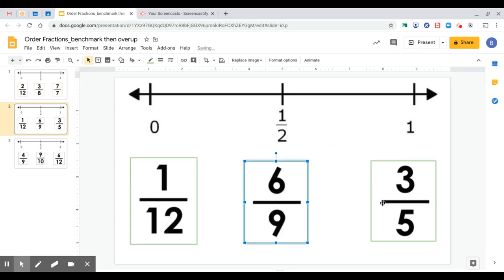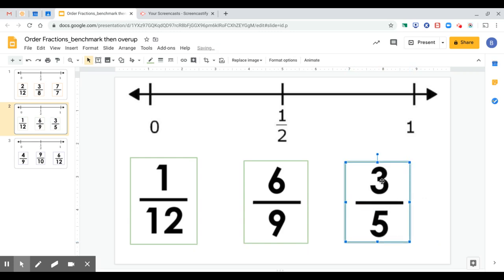And then I have 6/9 and 3/5. Not quite sure. 3/6 is 1/2, so this is a little bit smaller than a half. 6/9 is probably bigger, but I'm not sure. So let's double check and see if I'm right.